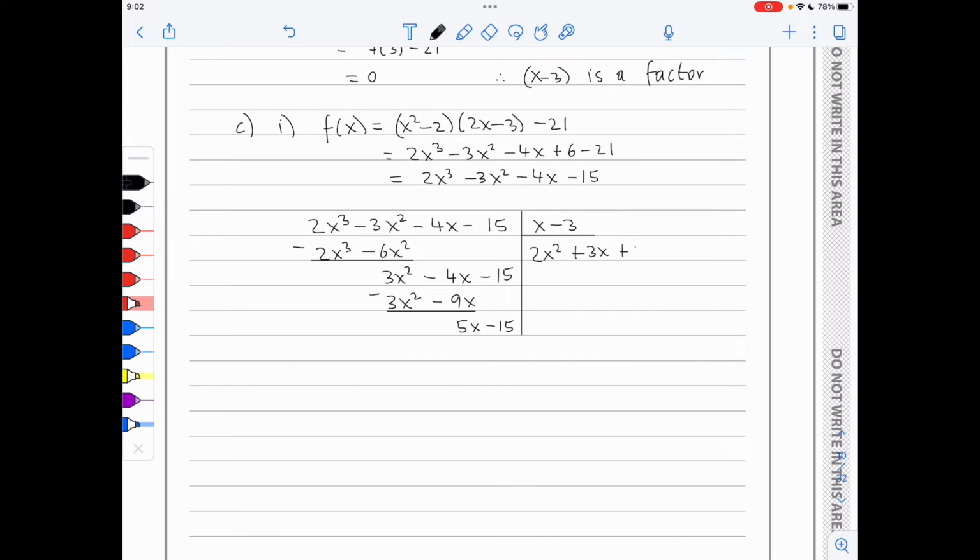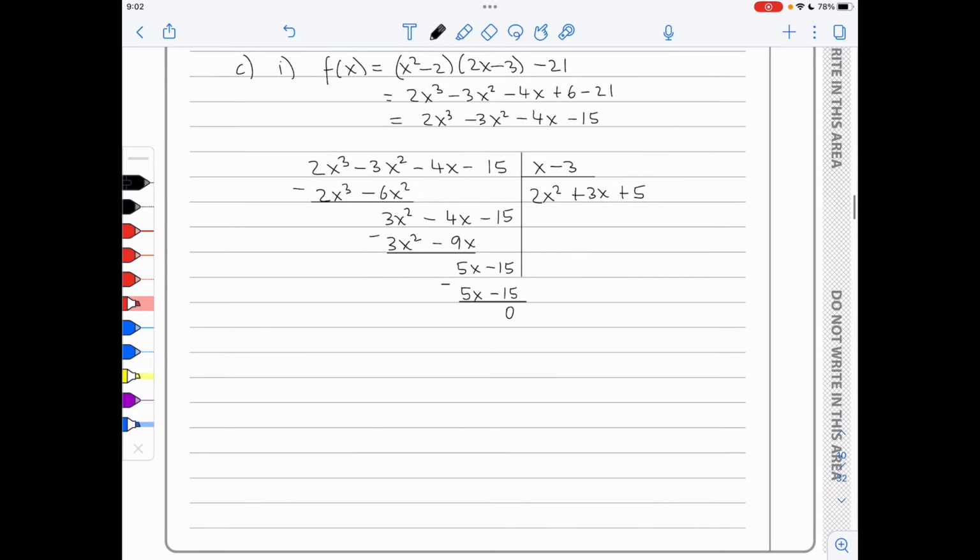So we want the plus 5 now. So this is 5x minus 15. So it divides exactly, it leaves a remainder of 0. So at the moment, we've got that f of x is (x minus 3)(2x squared plus 3x plus 5), which is the factorization of f of x, the first part.